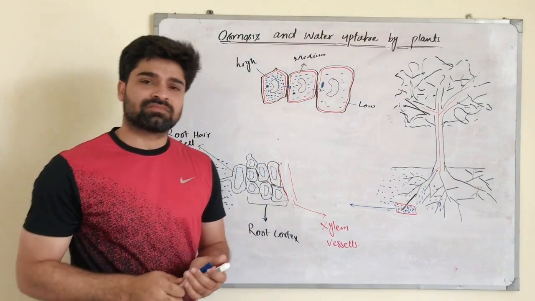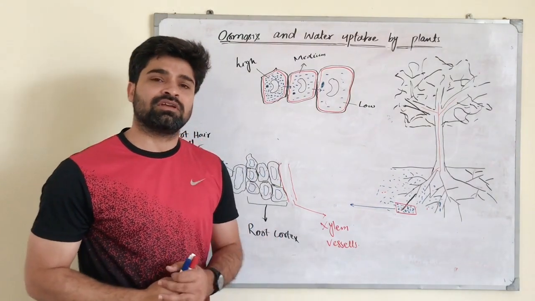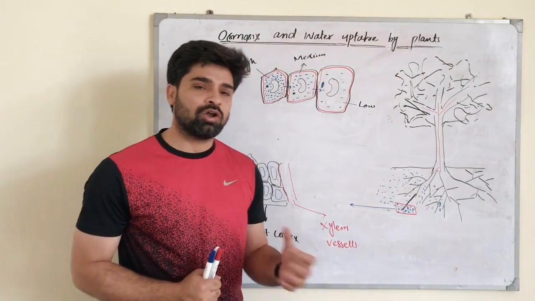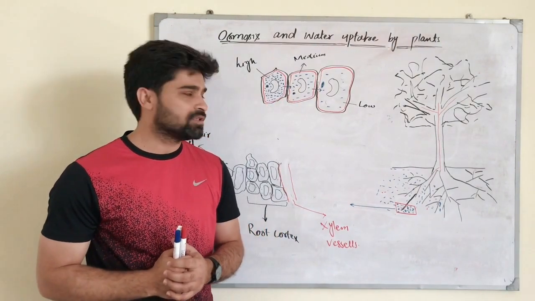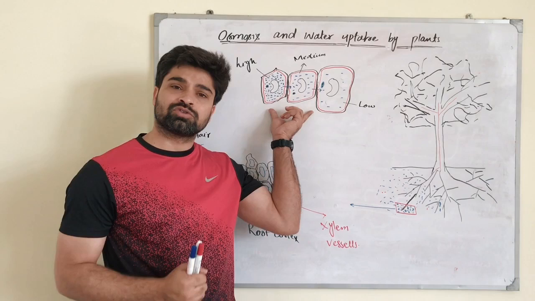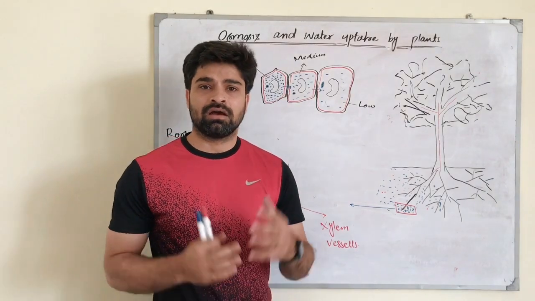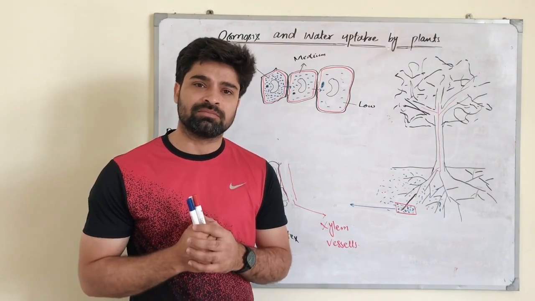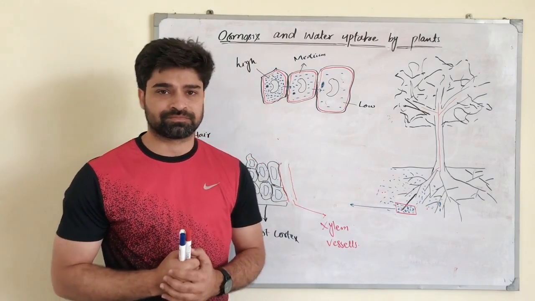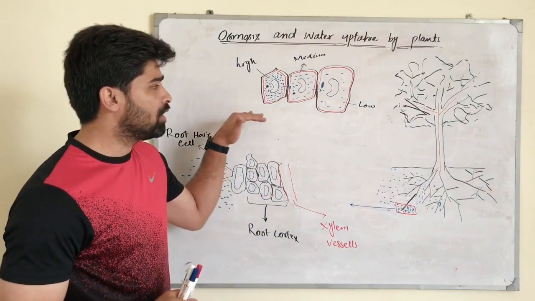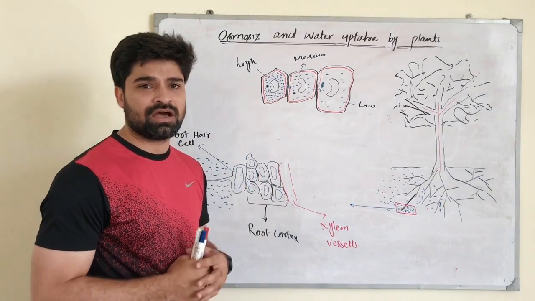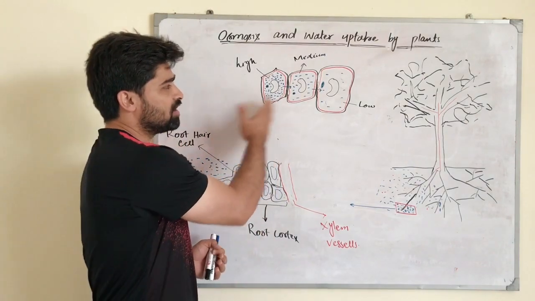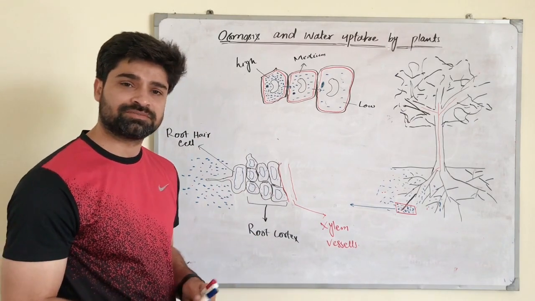Dear students, tell me, how long will this process go on? Dear students, this will go on until an osmotic equilibrium is reached. So I hope you have understood the concept and the idea of how osmosis occurs in the plant cells.